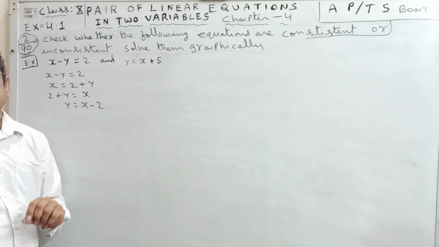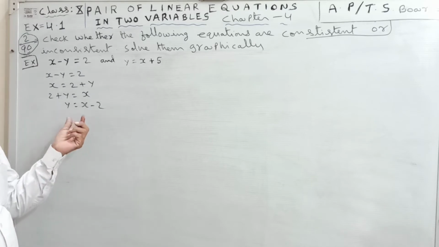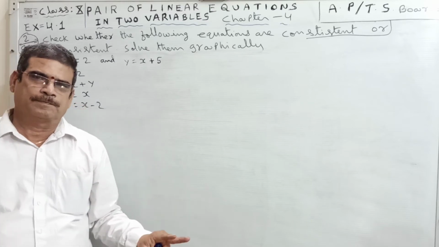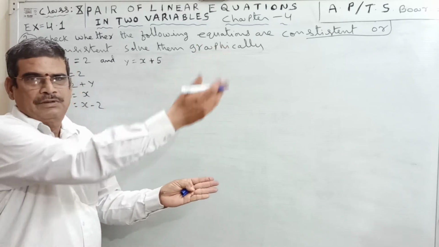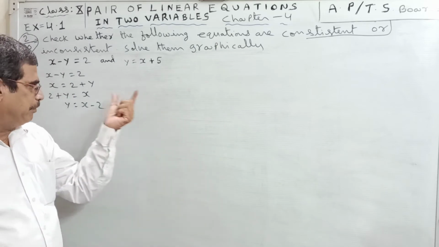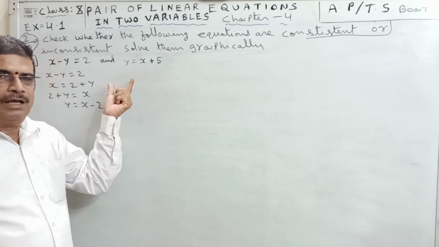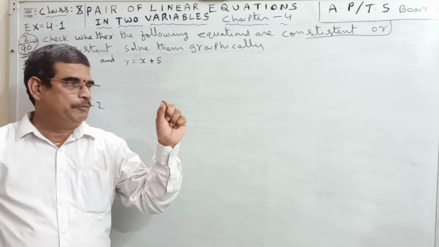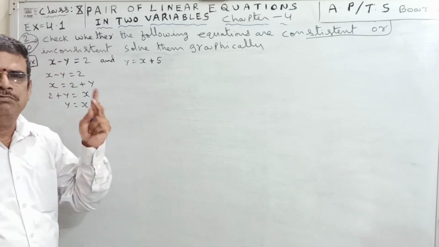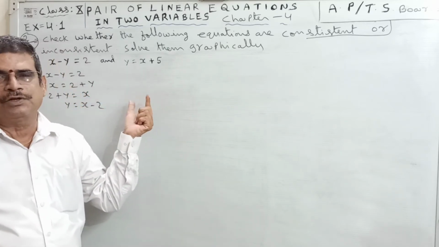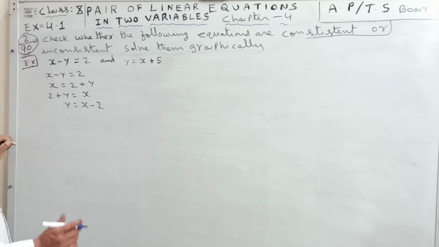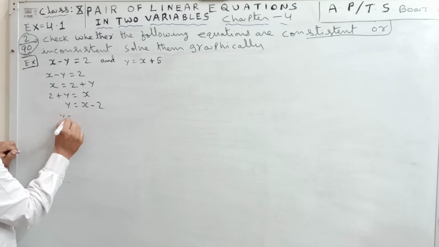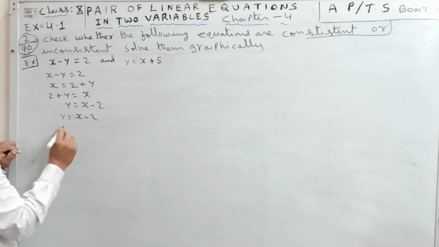So for this I will write this table. Remember one thing, to draw a straight line, a minimum of 2 points is enough. If 2 points are there, we can draw a straight line very easily. For the sake of this question, I will take at least 4 or 5 points. If it is not possible, then we will adjust with 2 points also. Generally we take 4 points or 5 points. So this is the equation: y is equal to x minus 2.